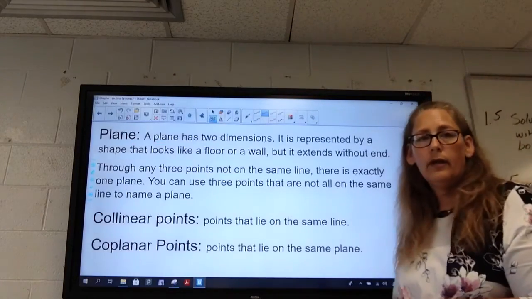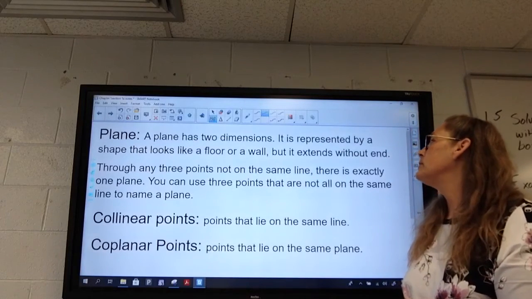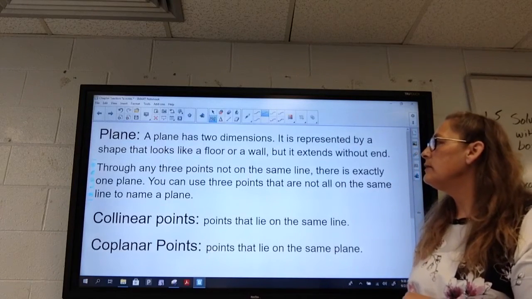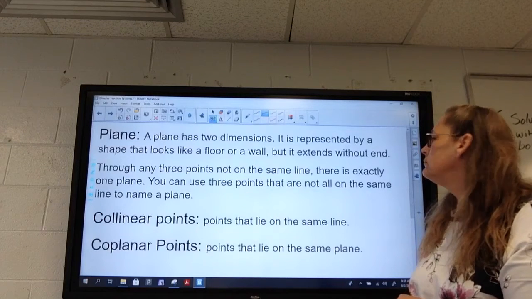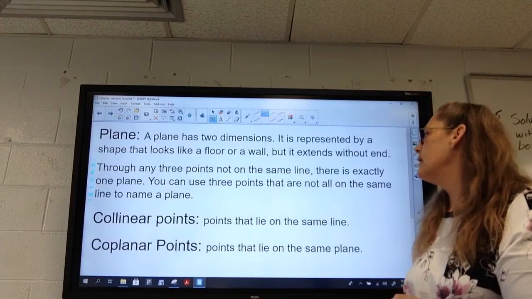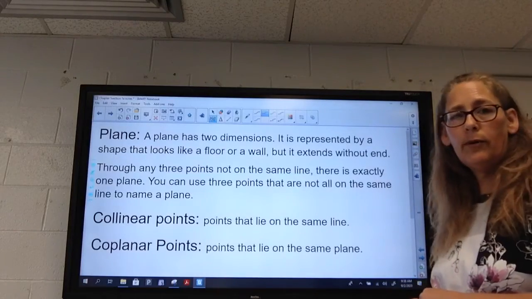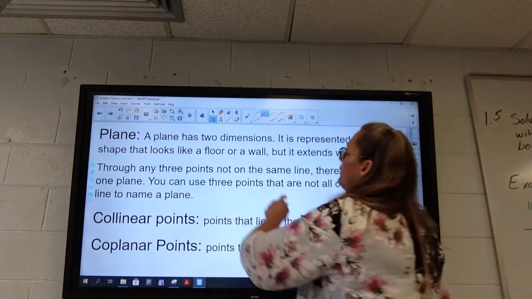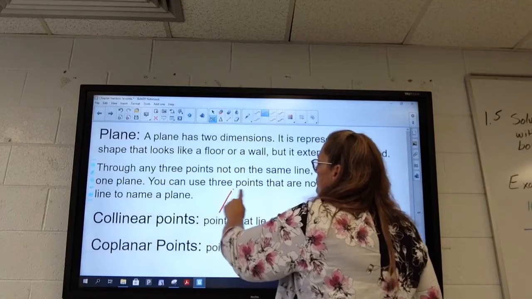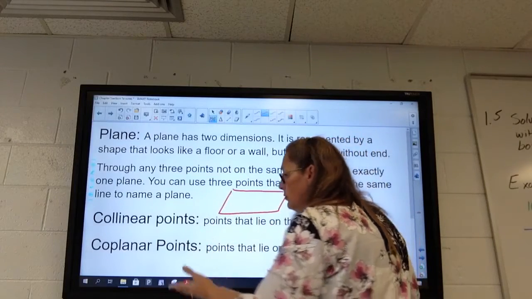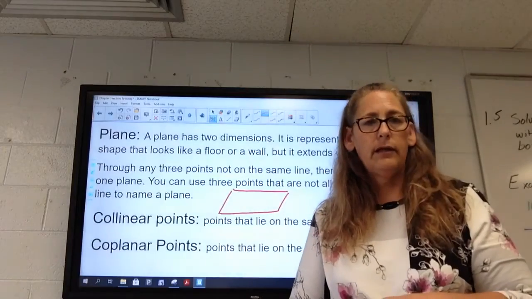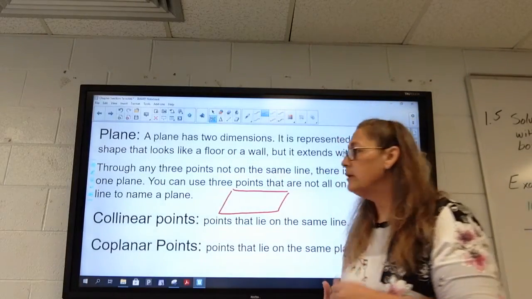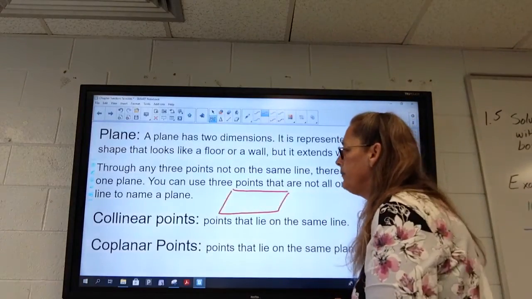Plane. A plane has two dimensions. It is represented by a shape that looks like a floor or a wall, but it extends without ends. Through any 3 points not on the same line, there is exactly one plane. To draw that, just draw something that looks like the floor or wall. Most of the time you'll see it with a slant. That's a parallelogram, but that's okay. Just draw a square. This represents a plane.